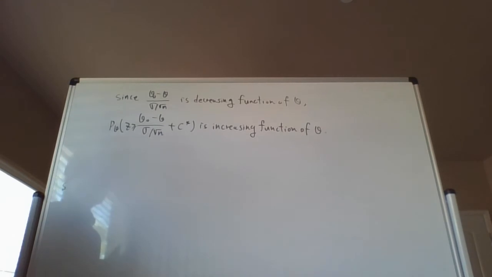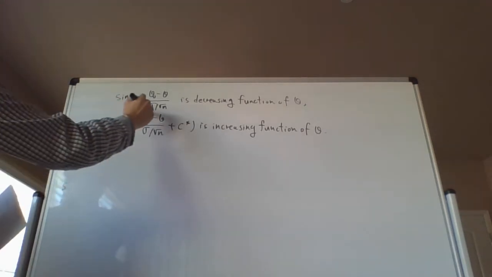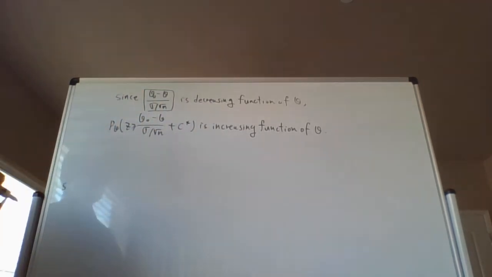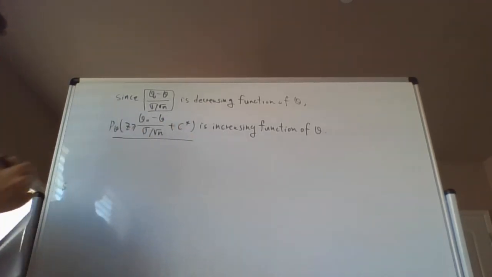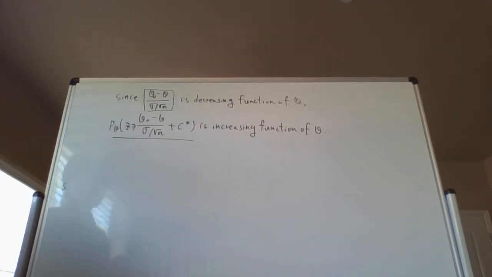So theta 0 minus theta divided by sigma divided by square root n is a decreasing function of theta. So the probability that z is greater or equal to theta 0 minus theta divided by sigma divided by square root n plus c star is an increasing function of theta. Because when this ratio decreases, this probability increases, because we are considering z greater or equal to the ratio plus c star. So when this ratio decreases, then the probability increases.